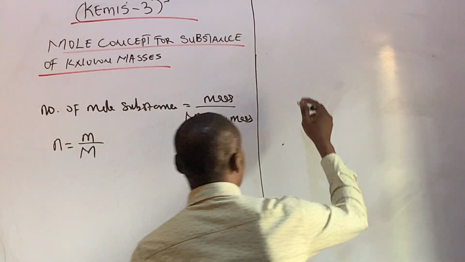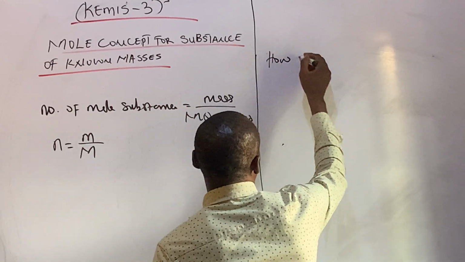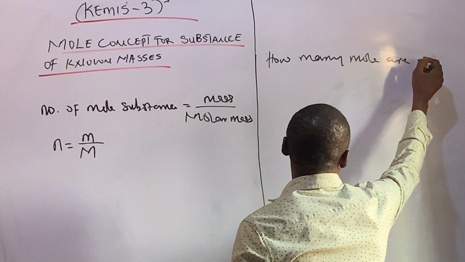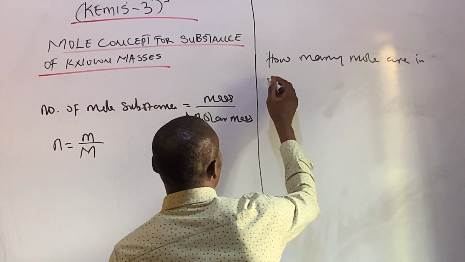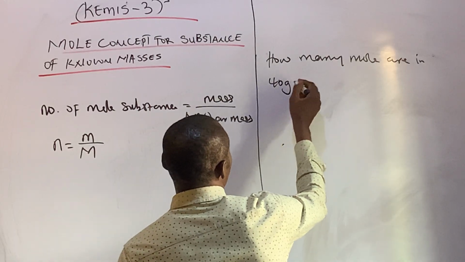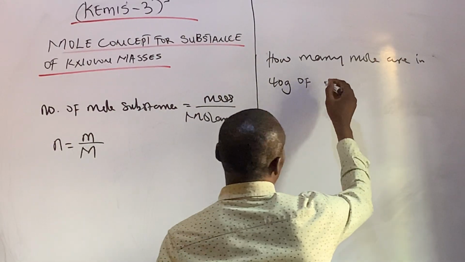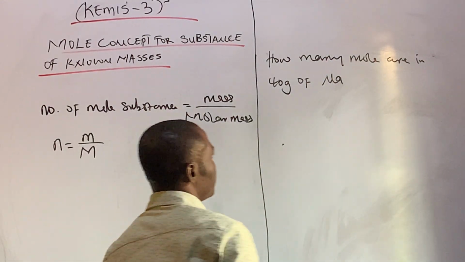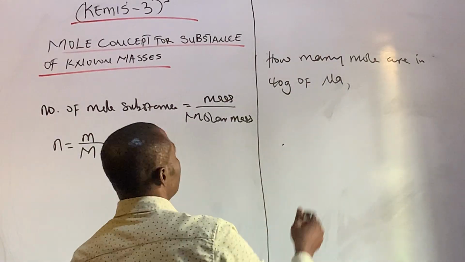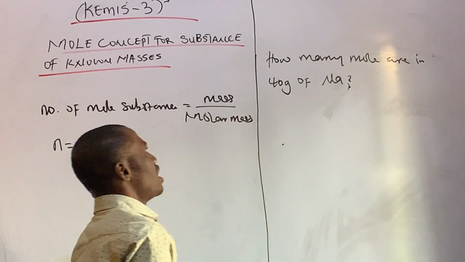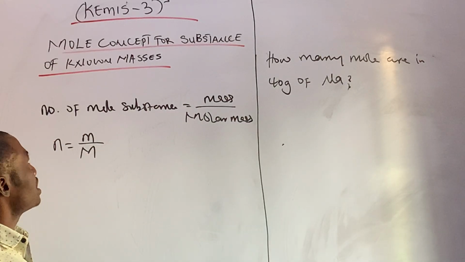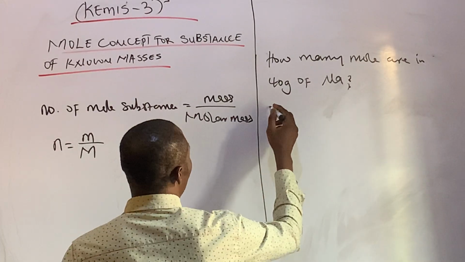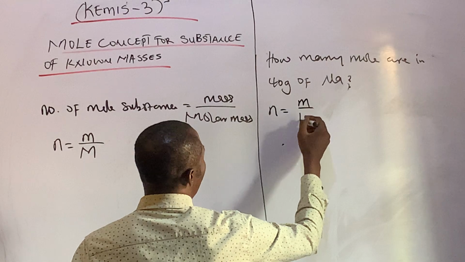Let's say we have a question. How many moles are in 40 gram of sodium? To answer that question, you need to understand the concept. This is the mole concept for substances of known masses. If you apply this formula, definitely you will get the answer. Number of mole is simply mass over molar mass.